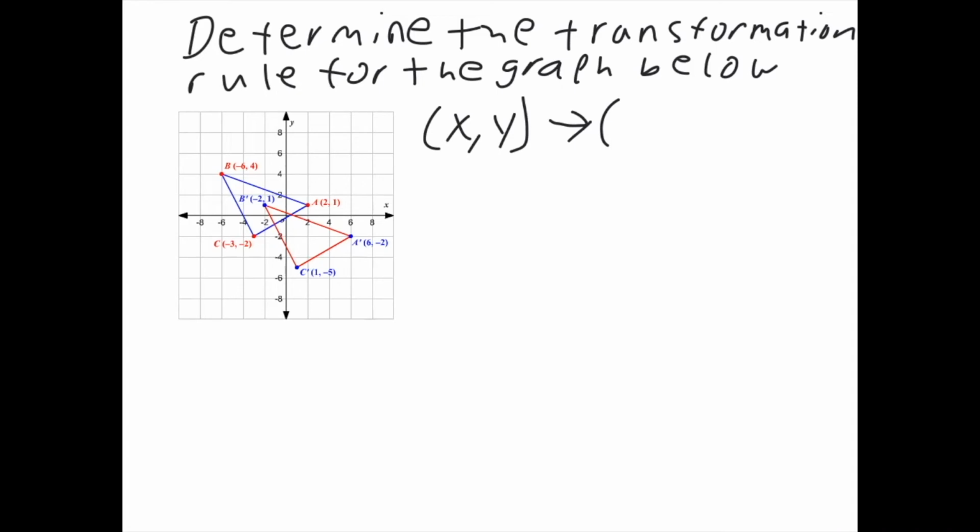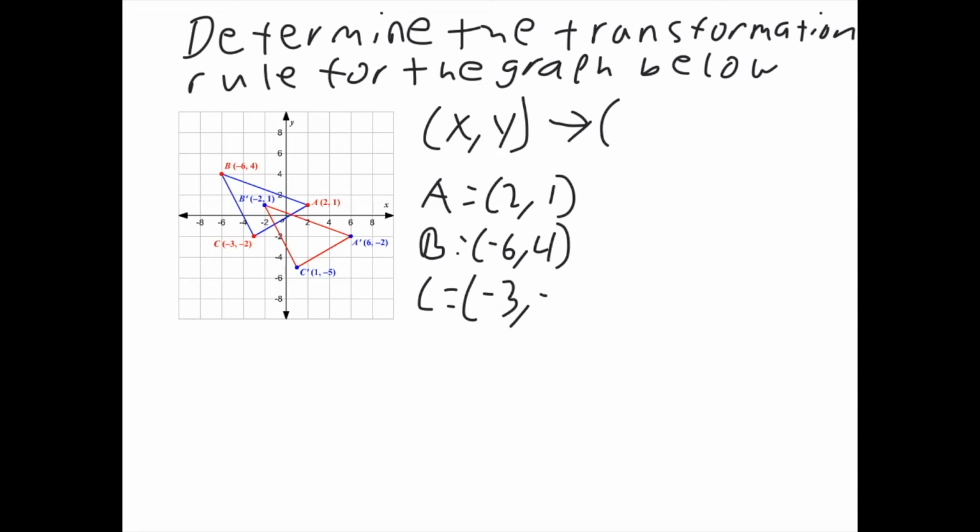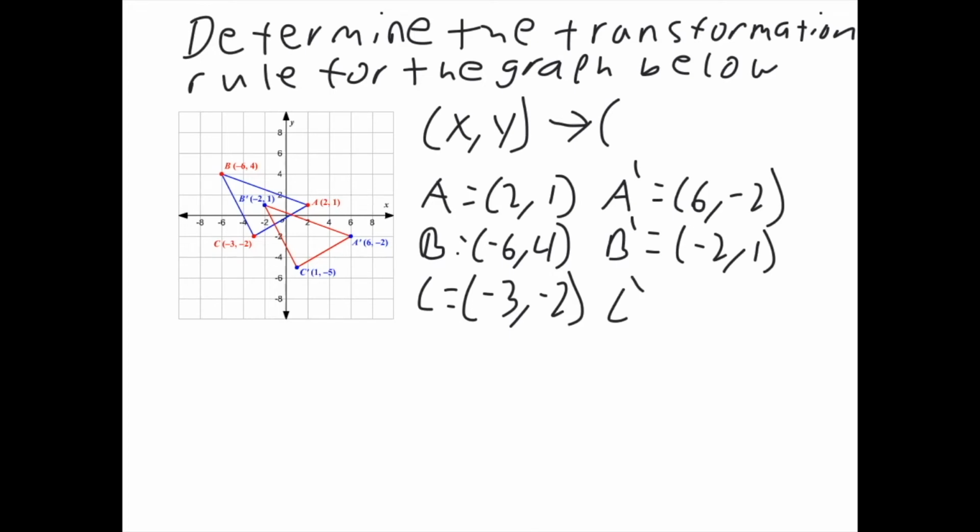So to start this, let's write down what points we have. A is the point (2, 1), B is the point (-6, 4), and C is the point (-3, -2). And then our translated triangle, our image, is A prime, which is the point (6, -2), B prime, which is (-2, 1), and C prime, which is (1, -5).